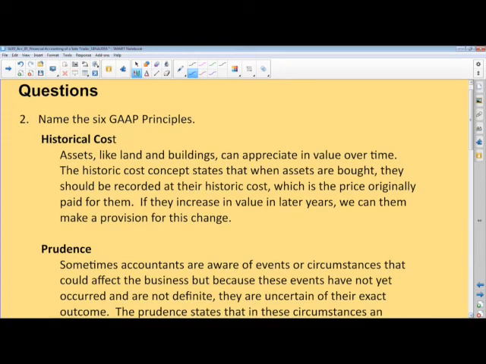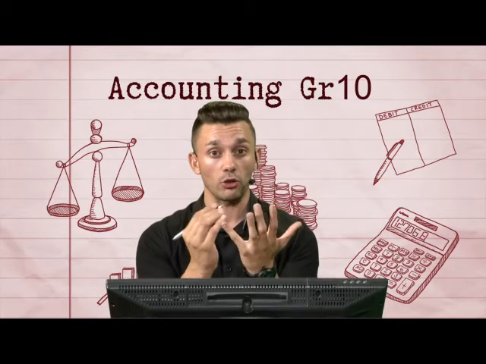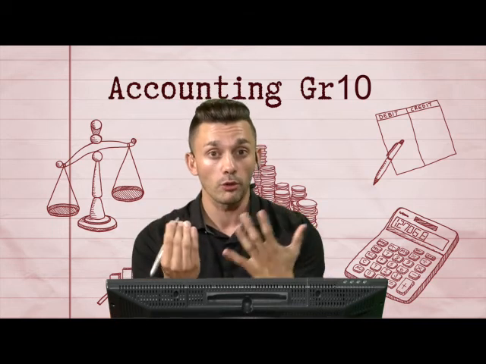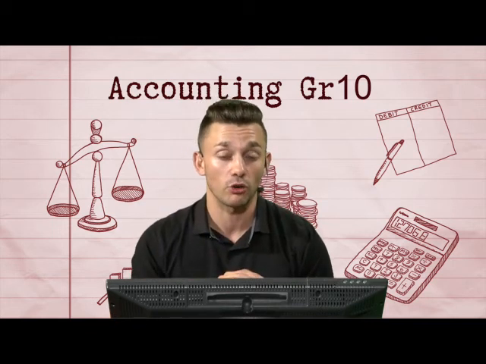The very first one, historical cost. So let's read it quickly. Assets like land and buildings can appreciate in value over time. The historical cost concept states that when assets are bought, they should be recorded at their historical cost, which is the price originally paid for them. If they increase in value in later years, we can then make a provision for this change. But this won't happen in Gr10, guys. So, again, historical cost. Let's look at all 3 assets connected to the historical cost.